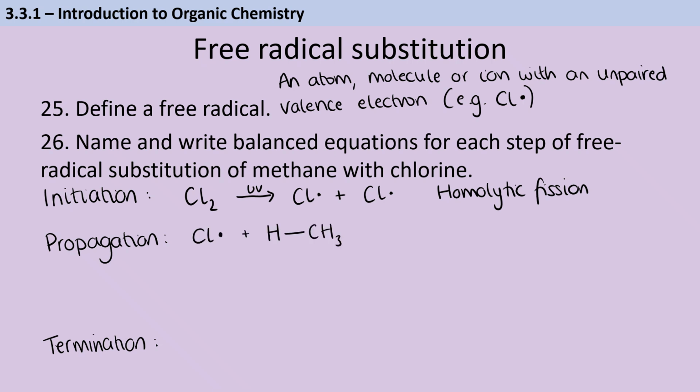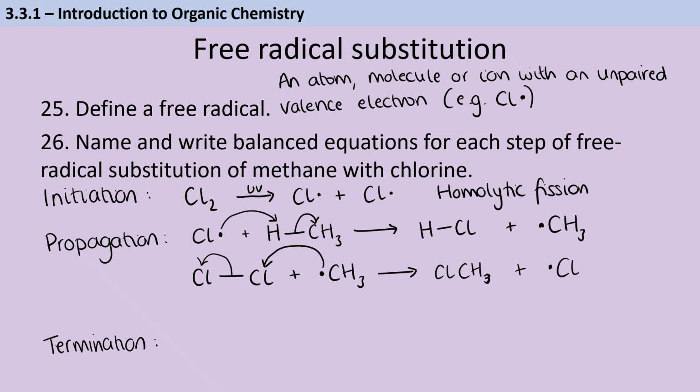These are then going to attack methane, and this is going to lead us to have hydrogen chloride formed and also a new free radical. This free radical in turn can attack chlorine molecules. And so we're left with chloromethane, and we also regain that chlorine free radical. So the chlorine free radical is acting as a catalyst because at the end of this it's still being reformed.